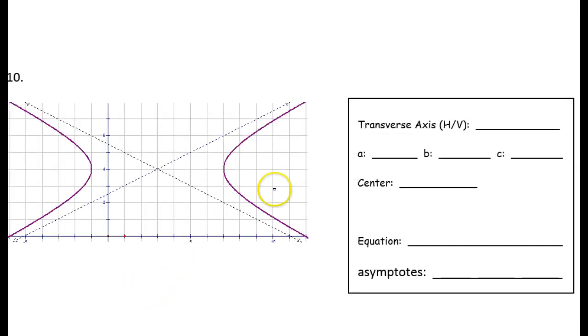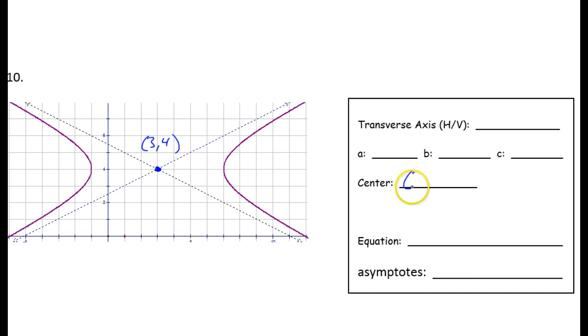All right, let's do one more. So for number 10, we need to take a good look at the center. So the center is right here. I'm having trouble. All right, I guess this is the x-axis, so this would be 3, 4.